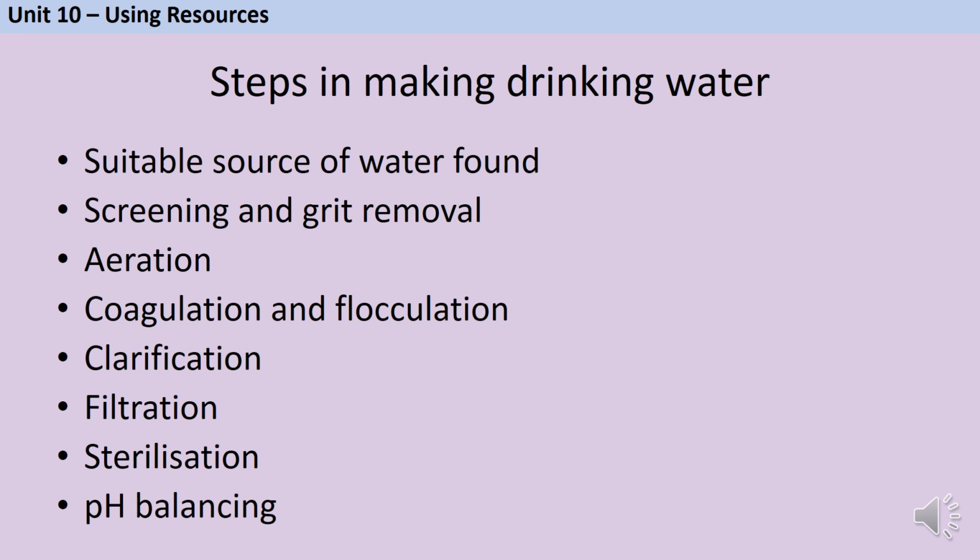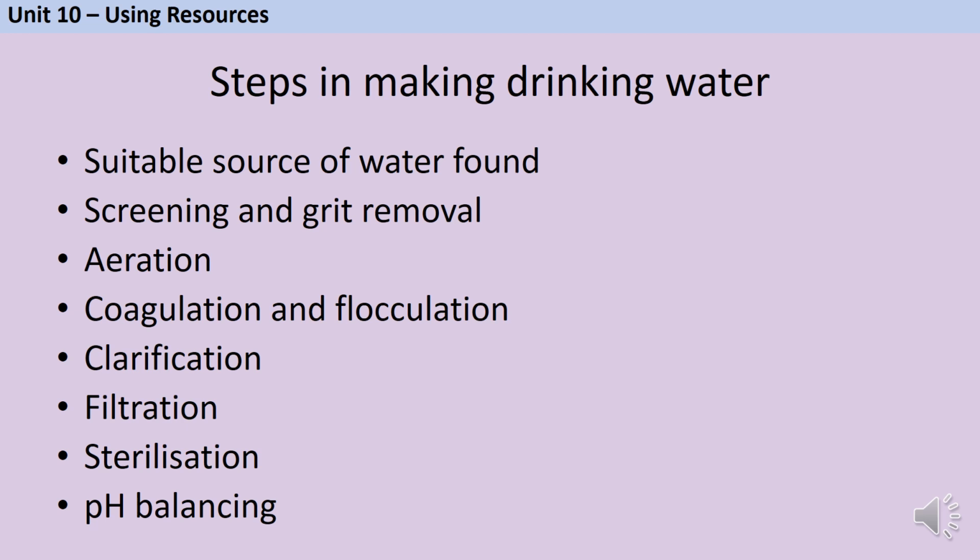The next step is going to be screening and grit removal. So in screening, there's a relatively fine metal mesh and the water is passed through that, and that will remove any big foreign objects, so sticks and big pieces of mud and things like that. Then the water is cascaded over a slope, or sometimes it has air bubbled through it to increase the oxygen content. Next up comes a step called coagulation and flocculation, and basically what this is, is adding a certain chemical that's going to make all the tiny bits of matter join together into bigger chunks, and this makes it much easier to separate out.